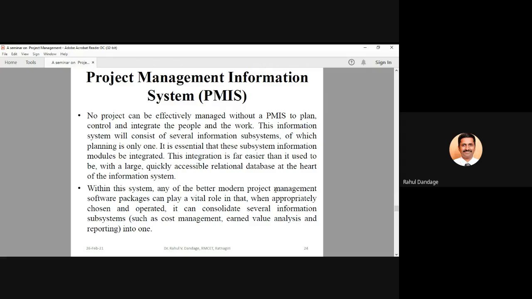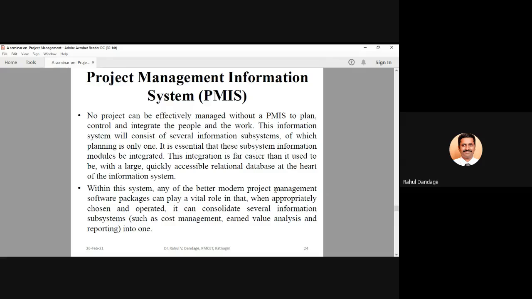So this is a very essential component of project management: you should have a robust project management information system in place. No project can be effectively managed without a project management information system to plan, control, and integrate the people and the work. Because nowadays, people who are working on the project may not be sitting in a single office. They may be working in different organizations. They may be working in different countries.